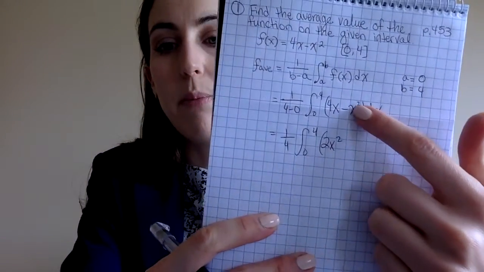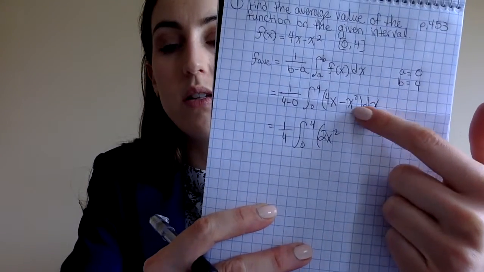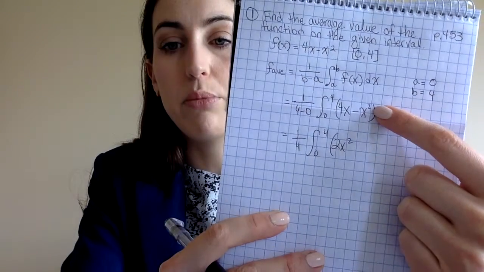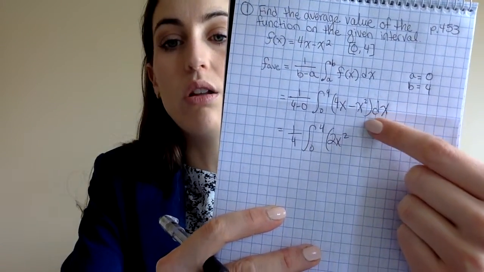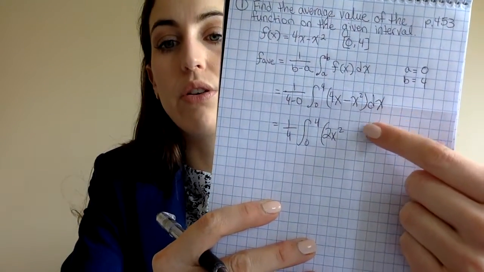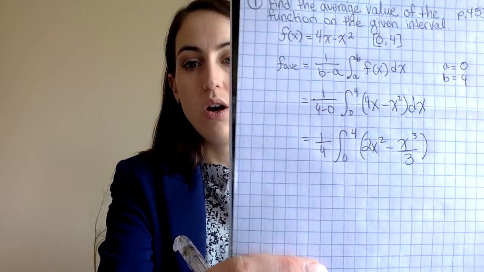Okay, and then we copy the minus sign. Our n is 2, so n plus 1, that's now x cubed, all over n plus 1, so x cubed over 3. Copy the minus, x cubed over 3. There we go. Okay, and now we want to evaluate the integral 2x squared minus x cubed all over 3.